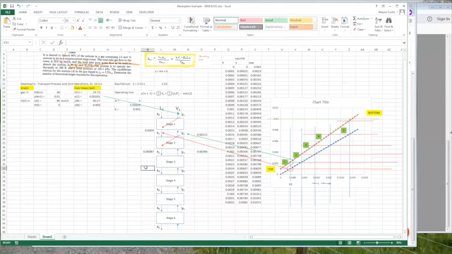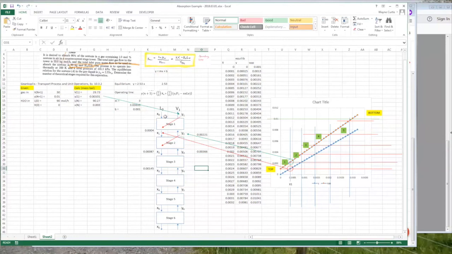Walking your way down from stage to stage is literally the process of going from that point to this point. That's going from here to here. From there, that's going across and down and across and down, from the vapor phase that is leaving based on mass balance, and the water phase, the acetone, that is basically calculated from the equilibrium curve.